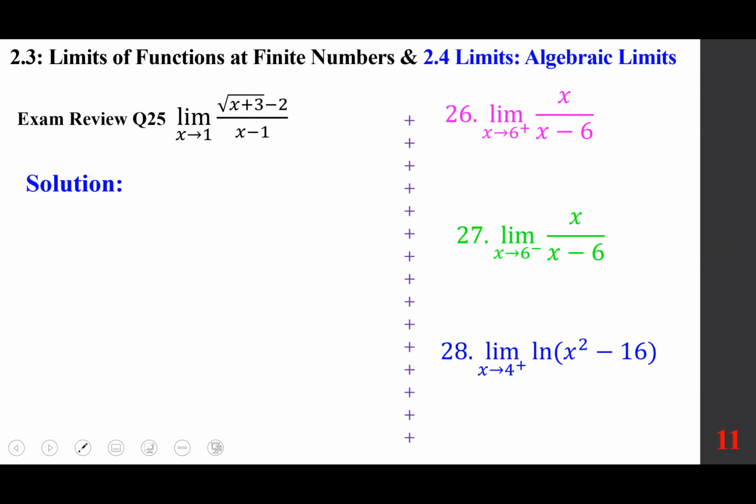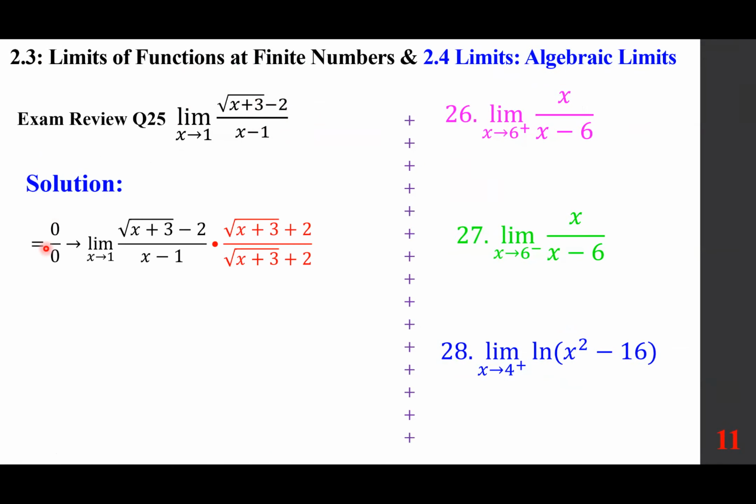We want to find the limit. Remember, we plug in, and if you plug in, this one becomes 0 over 0. Therefore, the technique is the conjugate: you multiply by the conjugate of the numerator and you divide by it. If you plug in and it gives you an answer, you're done. Since it's 0 over 0, we use one of those techniques.